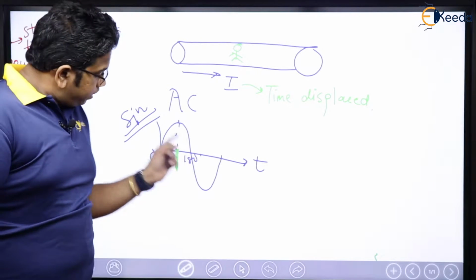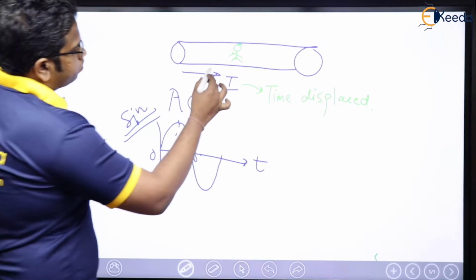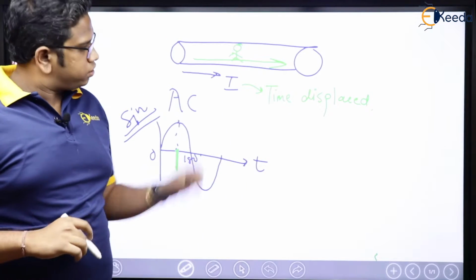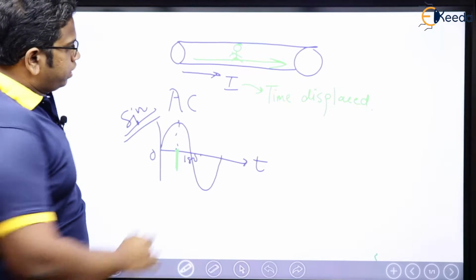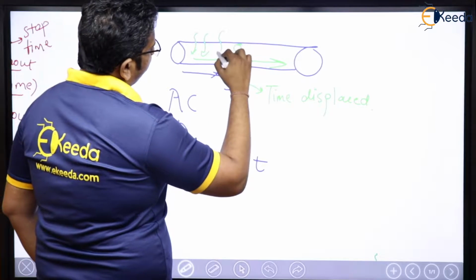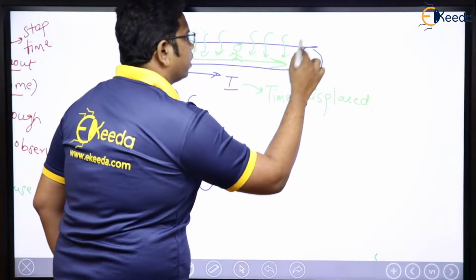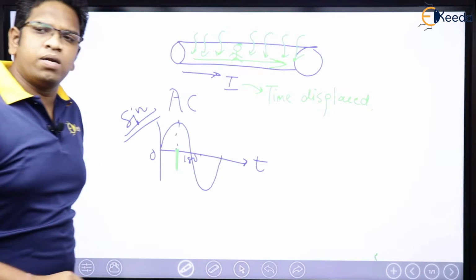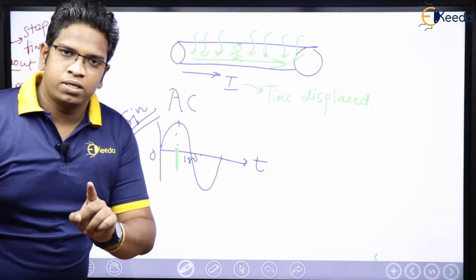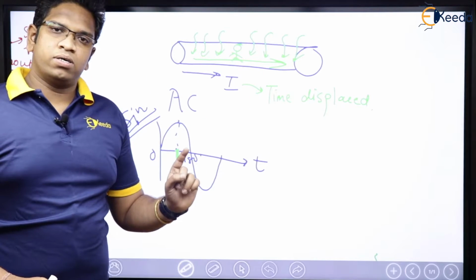What is happening there? In this particular instant, there will be positive maximum current, like this. Now you tell me, what will be the value of current here? And here? You please tell me, what will be the value of current in this whole conductor? Same, right? Everywhere the value of the current is going to be positive maximum.